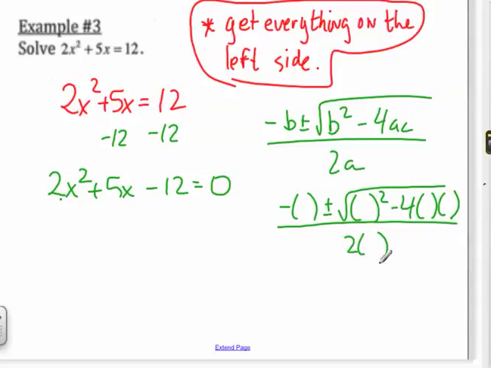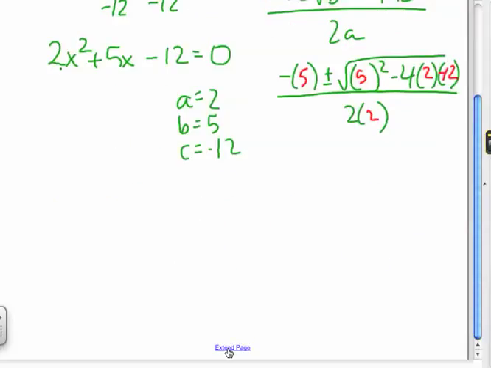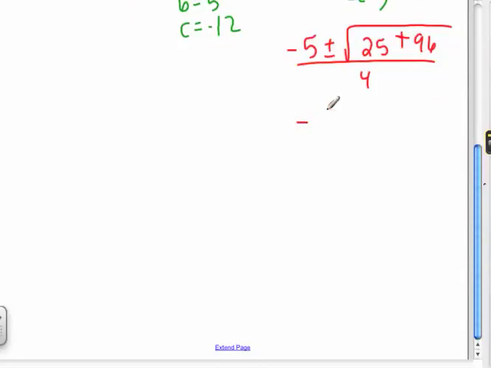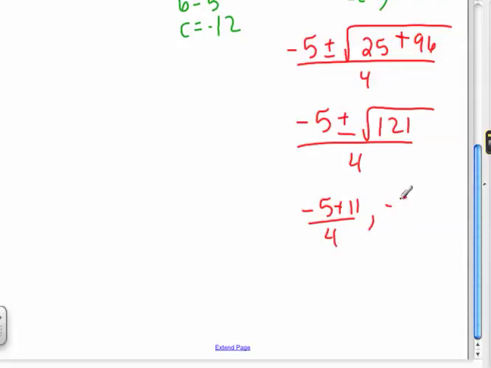And let's fill in what we've, well, let's see. A is equal to 2, b is equal to 5, and c is equal to negative 12. Now let's fill in. So b is 5, a is 2, so that goes here and here, and c is negative 12. Now, let's go ahead and solve this. I'm going to get negative 5 plus or minus the square root of 25. I've got 2 negatives, so that's going to make it plus, what is that, 96? Oh, teachers, they're so good. They gave us the square root of 121. That's 11. That's easy.